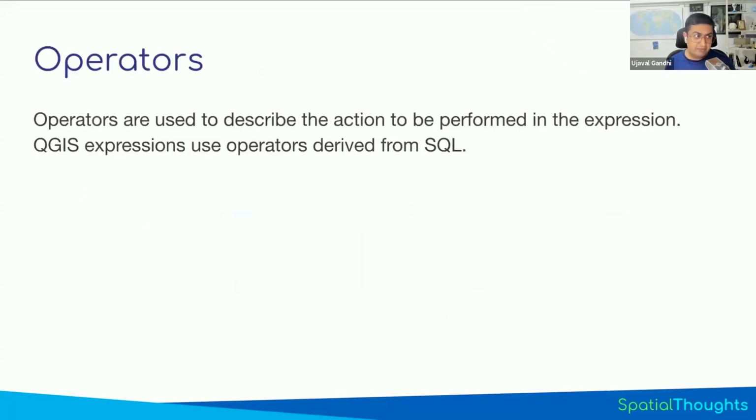A bit of theory before we dive into QGIS. Operators are used to evaluate the expression. So I'll compare two values and figure out how to use those two values to come up with a result. Most of the operators are derived from SQL, so if you're familiar with SQL, you'll be able to understand how they work. There are arithmetic operators, plus, minus. So if you want to add two numbers, A plus B, and so on.